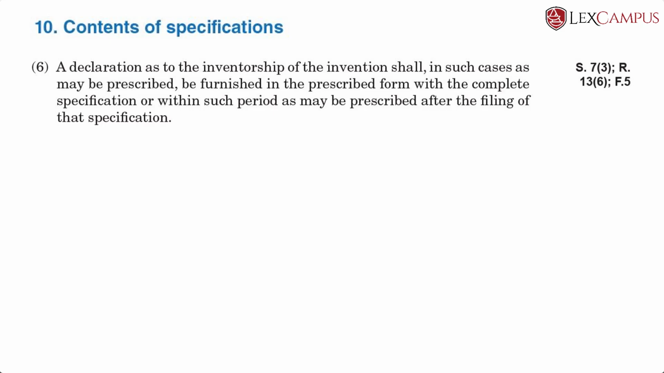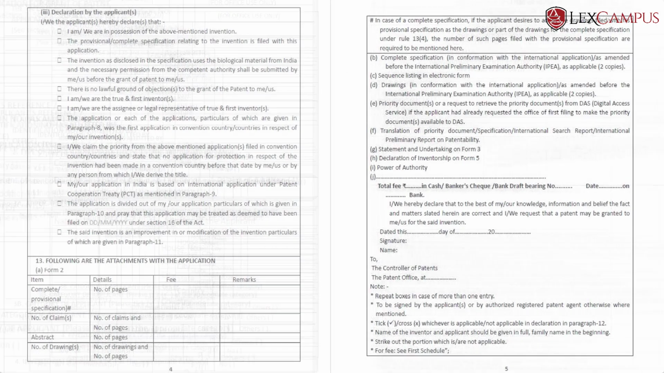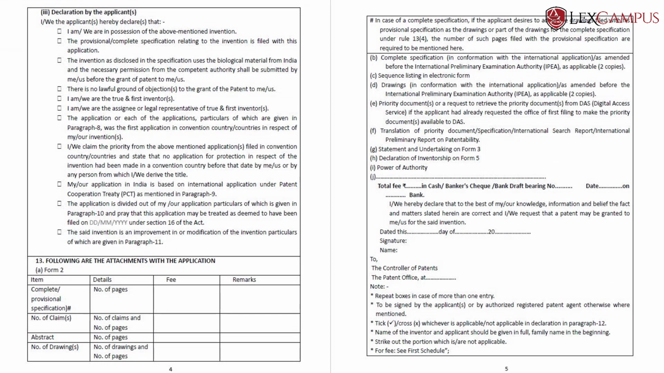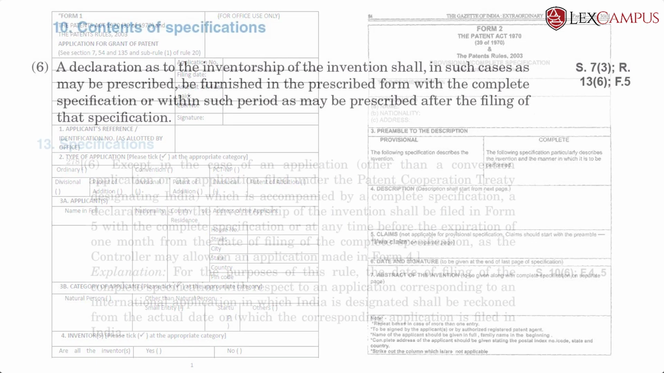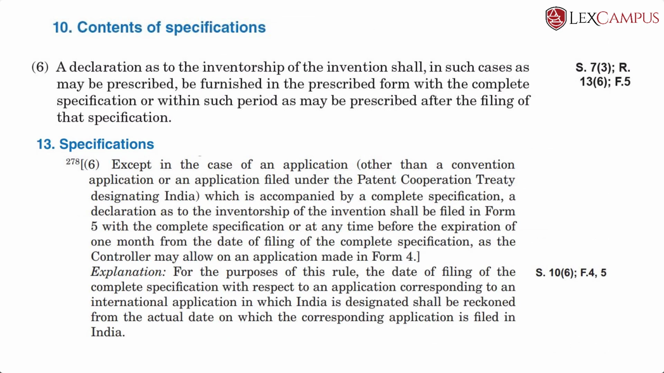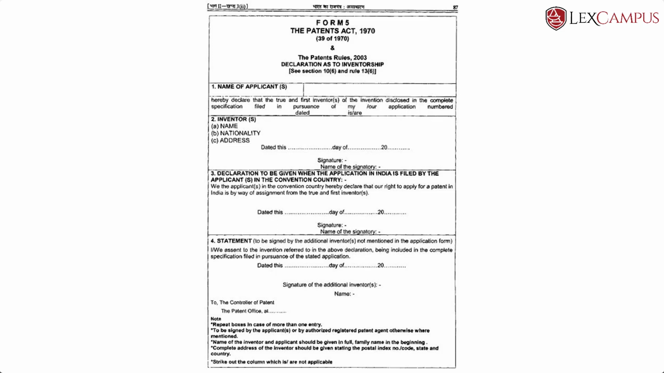So, there are documents that go along with the form 1 and form 2, and if you look at the concluding part of form 1, it tells you what documents have to accompany form 1. Form 2 in all cases accompanies form 1, and a declaration of inventorship should also accompany form 1. If it is not filed along with the complete specification, then it has to be filed within the period that is prescribed. A declaration of inventorship is filed using form 5. There is a separate form for that.